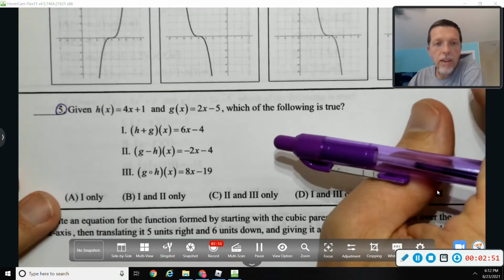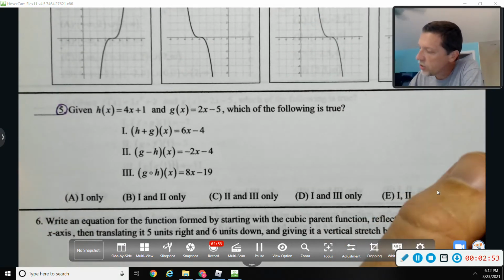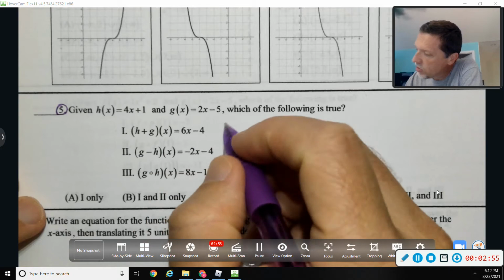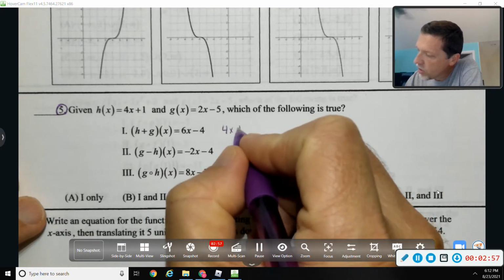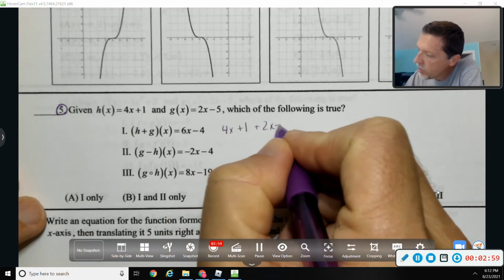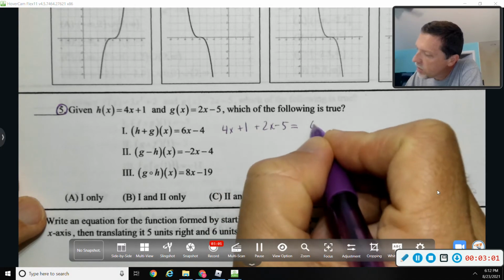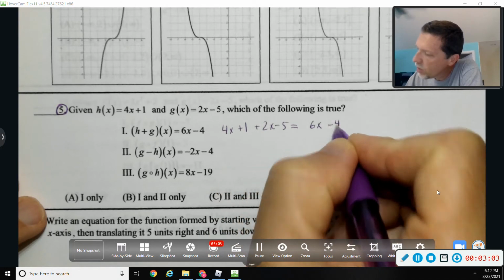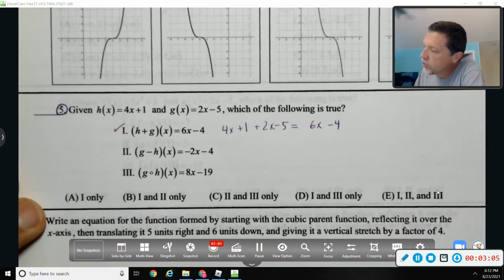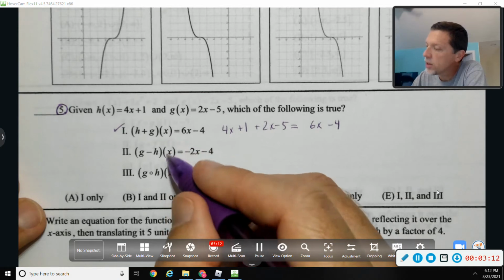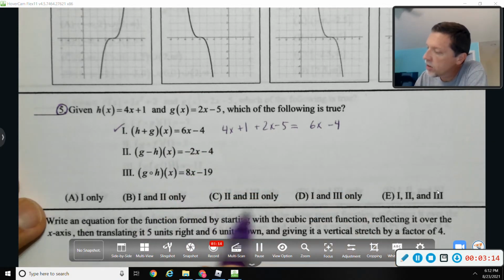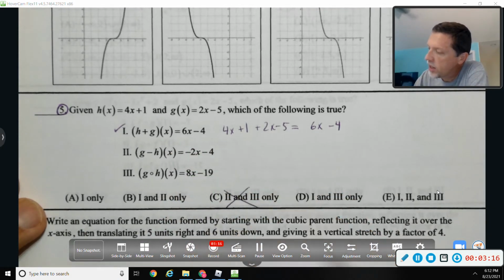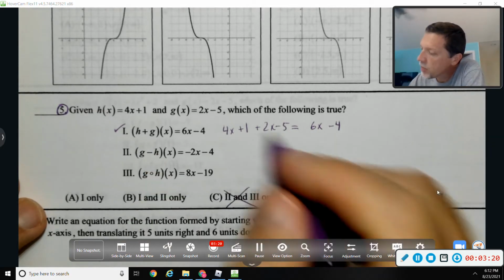Number 5. Which of the following is true? H plus G. So H plus G would be 6x minus 4. So 1 is true. I don't know how many of you use this sort of strategy, but if I know 1 is true, I can start looking already and I can throw out C. So I can start narrowing down even though I've only done one of the statements.